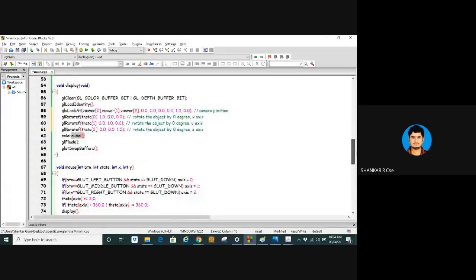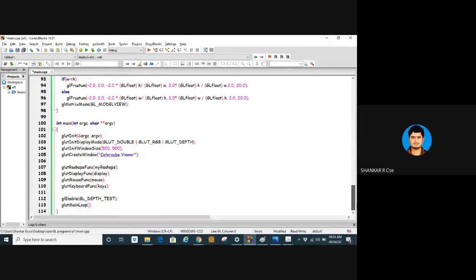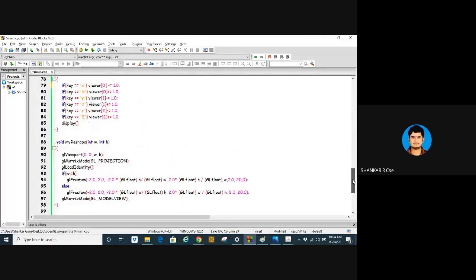All right. So basically, we are in display func of display. In display, we are done with all these. We are done with color cube. We can skip this and swap purpose. All right. So that is your display. Now coming to reshape quickly. So reshape.